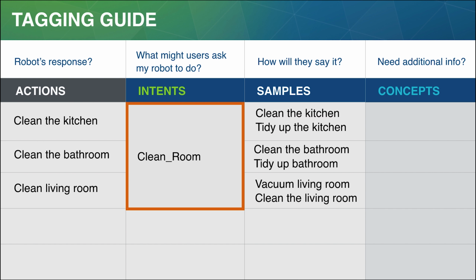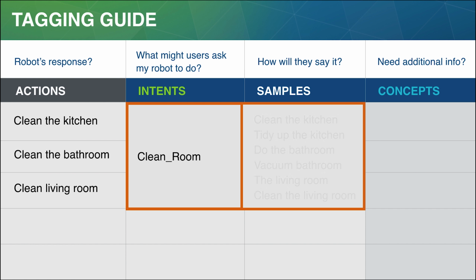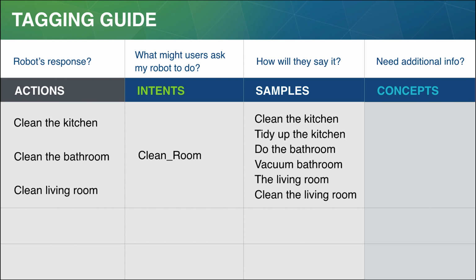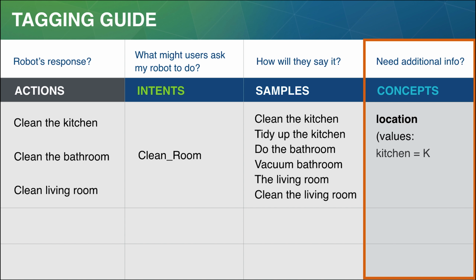So let's do this. Here I've collapsed the three intents into one and renamed it a more generic clean_room. Now when I combined the three intents into one, I lost some information. Specifically, now I need a way to tell the robot what room the user wants him to clean. That's where a concept comes in. I've added the concept location to capture the room information.